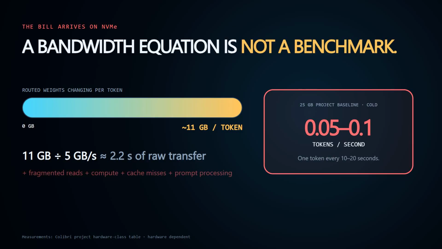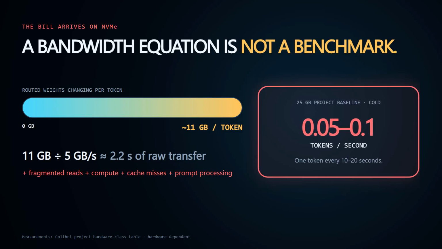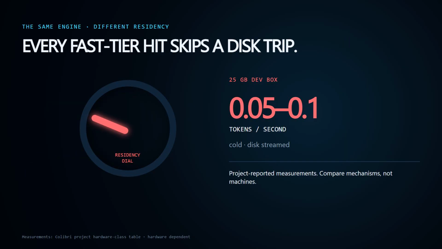The project reports about 0.05 to 0.1 token per second cold on the original 25 GB development box, 1 token every 10 to 20 seconds. A paragraph can take many minutes. This is not an interactive coding assistant, it is an experimental overnight worker, a privacy-sensitive batch tool, and a way to inspect a frontier-scale open model on hardware that should not be able to hold it. If a smaller 32 billion parameter model answers your task well, that smaller model will usually be the better local product. The more useful story is the dial between disk and residency.